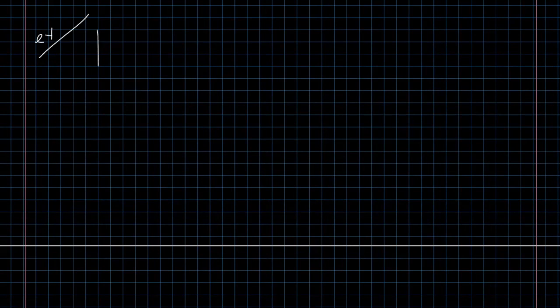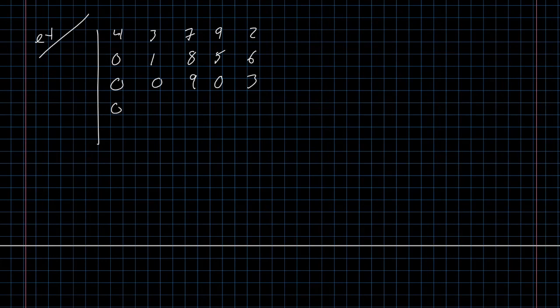So let's take a look at this matrix. 4, 3, 7, 9, 2, 0, 1, 8, 5, 6, 0, 0, 9, 0, 3, 0, 0, 0, 4, 8, and 0, 0, 0, 0, -1. This is a 5 by 5 matrix.